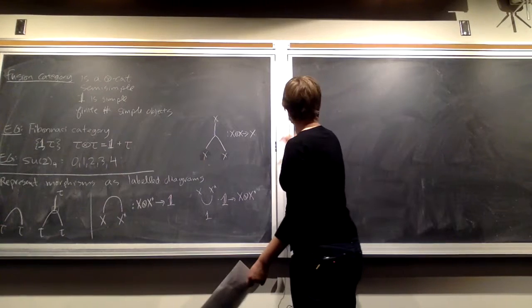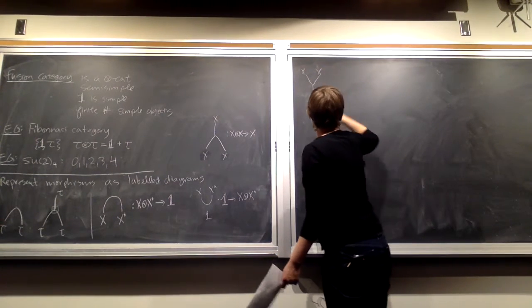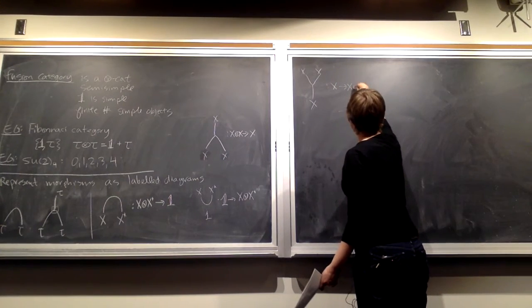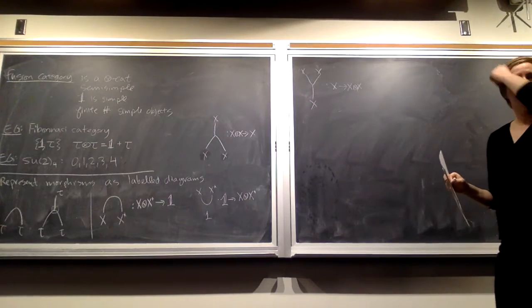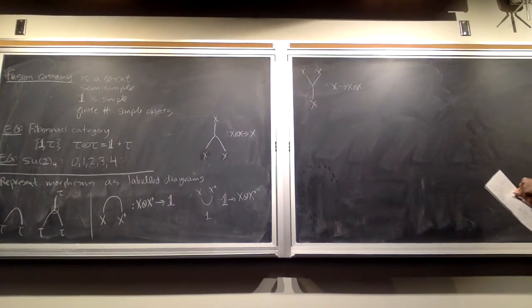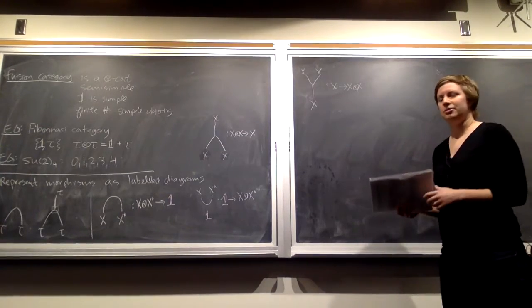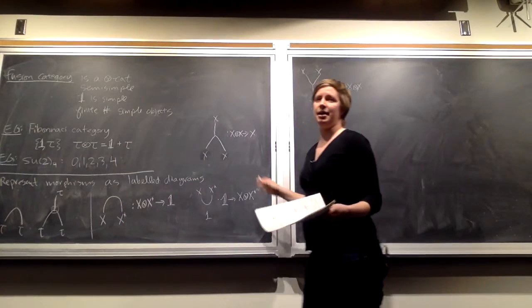And if we had it the other way around, this would be the co-product sending us from X to X tensor X. Okay, and now I haven't told you under what circumstances you can draw these diagrams, or whether you can get all morphisms as diagrams.